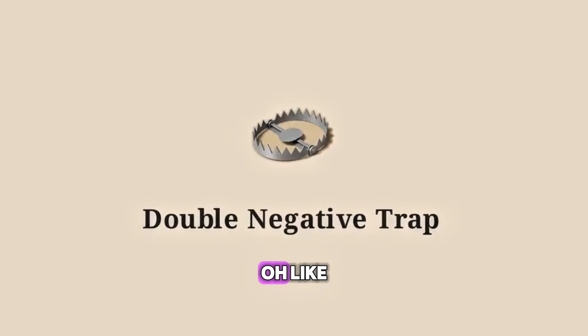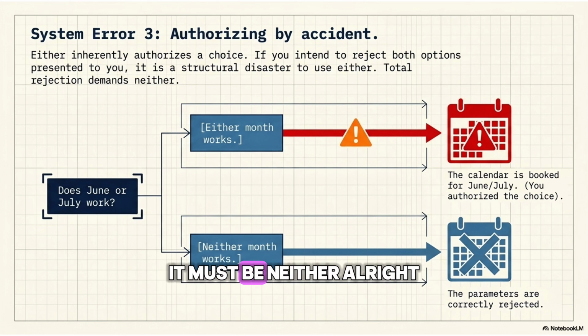Using either to reject both options. If someone asks if June or July works, and you say either month works, when you actually mean you want September. Oh, that's a disaster. Yeah. Either authorizes the choice. If you want to reject both, it must be neither.